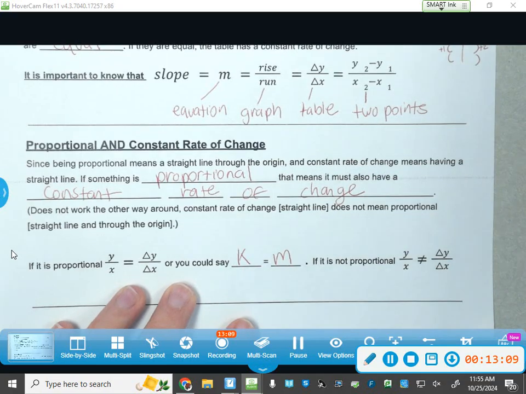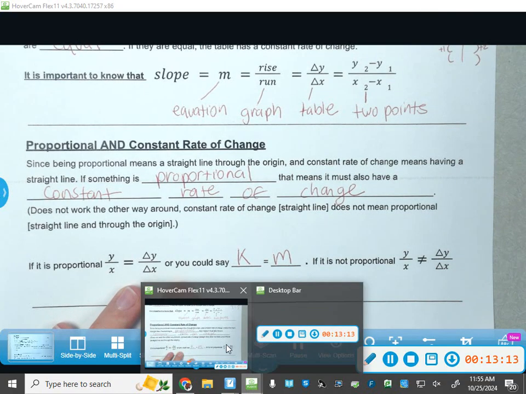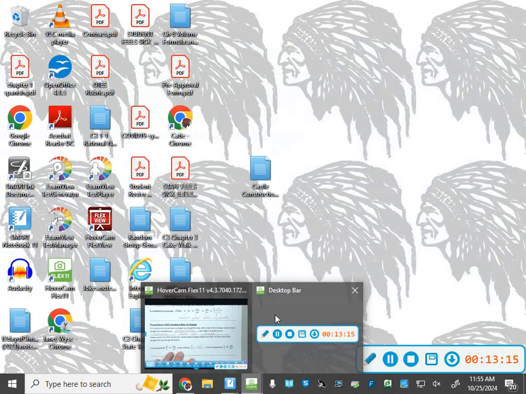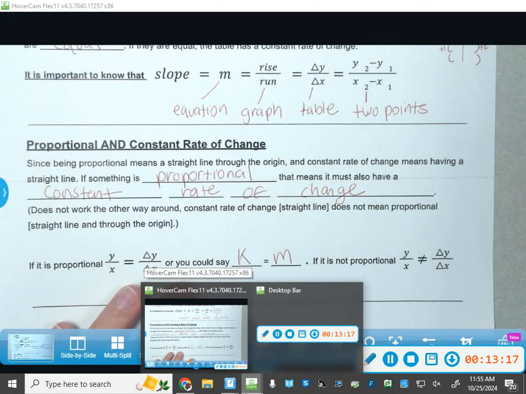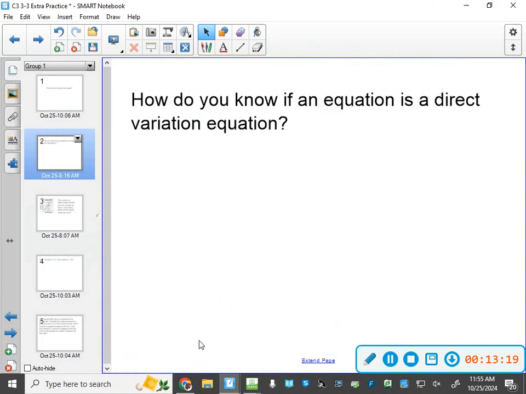All right, we're going to look at some examples from 3-3 as well. Okay, so let's see. This should help a little bit with the homework, and you'll have some homework time in the next class, okay?